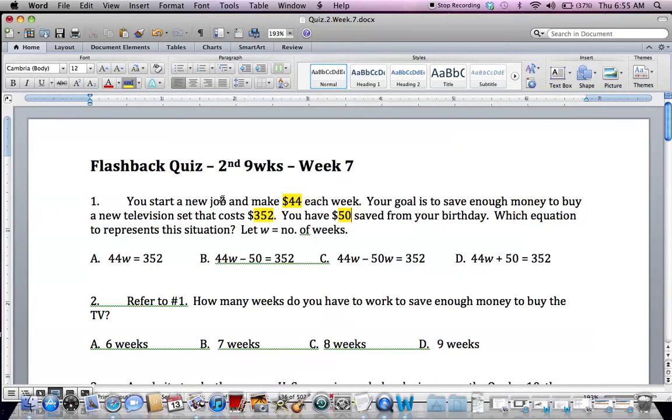All right, so you start a new job, you're going to make $44 each week. The television that you're wanting to buy costs $352, and you already have $50. So which equation here represents this sentence?